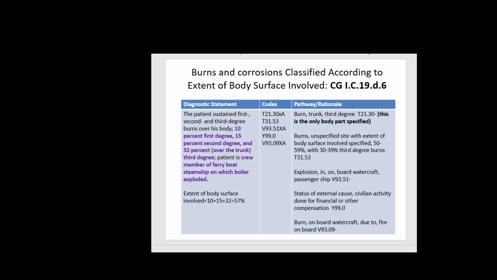You really need to go to your code book. I can't show you this really. My document camera is not working right now. But if you go to your code book and you look under burns unspecified site with the extent of body surface involved specified, you start with that percentage that we added up here for extent of body surface involved, and then look at the burns on third degree, and that would be your trunk. Then the next three codes are external cause codes. If you ask me, why didn't you code the first and second degree? Well, if you look at the diagnostic statement, it didn't give me anything to code. So I would only code the third degree.